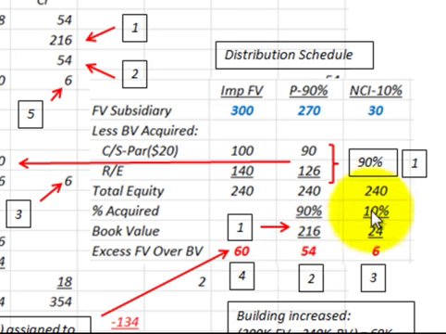And the non-controlling interest would be 10% of that, $30,000. Subtract the $24,000 from its fair value of $30,000, and we end up with $6,000 for the excess.